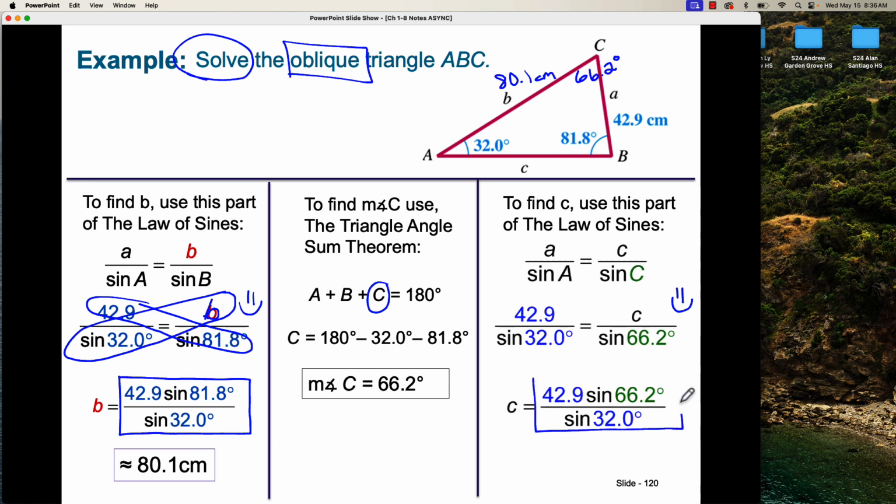Then pick up your calculator, make sure it is in degrees, type this in from left to right, top to bottom, and you will get approximately 74.1 centimeters for that last side length of our oblique triangle. And this was all done using the law of sines and the triangle angle sum theorem.